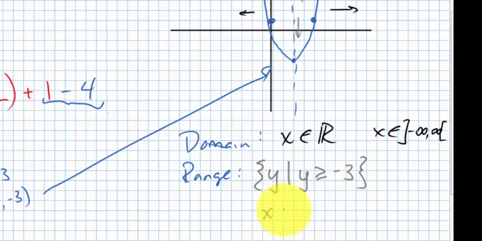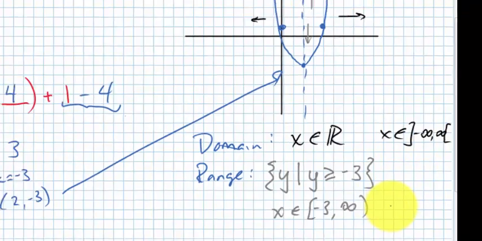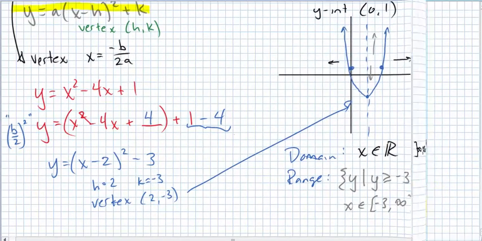In interval notation, it's y is an element of negative 3 inclusive to infinity non-inclusive. And the outside bracket and this parenthesis looking bracket mean the same thing. It means we don't include that endpoint.